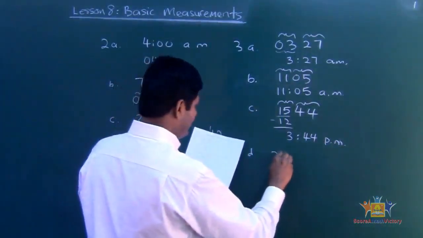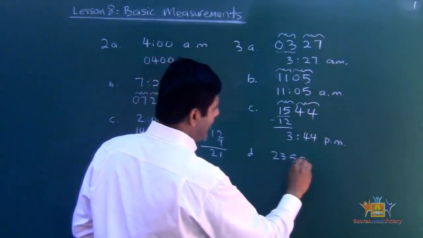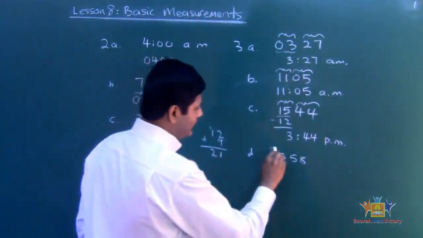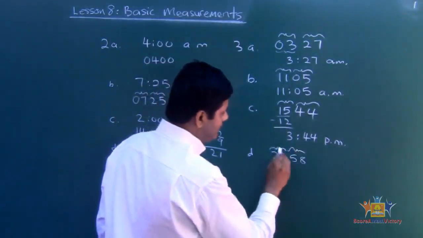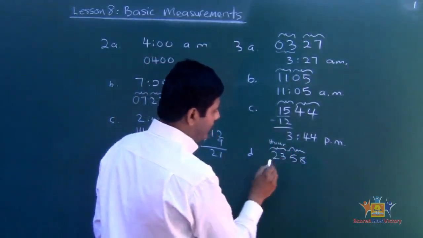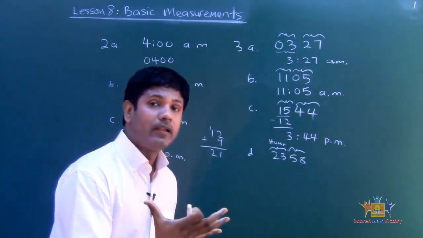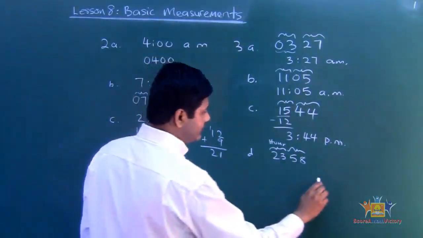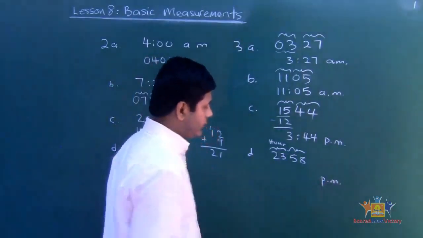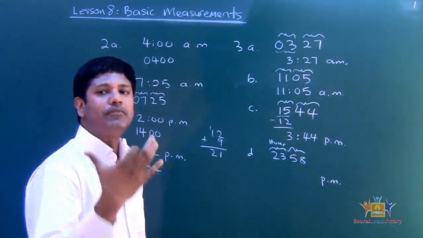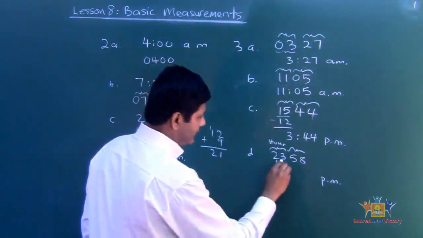D is 23:58. See that? 23:58. So this is the hour and this is the minute. Look at that, 23. It's already past the 12. So it would be what? Very good. That's going to tell us this is going to be PM. So to find the hour in a 12-hour system, we subtract that with 12. Okay, so we're going to subtract this with 12.